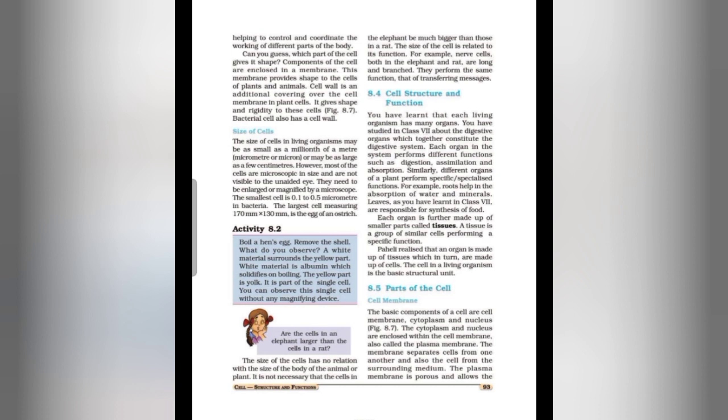It is not necessary that the cells in the elephant be much bigger than those in the rat. So the size of the cell is related to the function. For example, nerve cells both in elephant and rat are long and branched and they perform the same function, that is transferring messages. So students, this is all about the shape and size of the cell, and in this video we studied these topics.